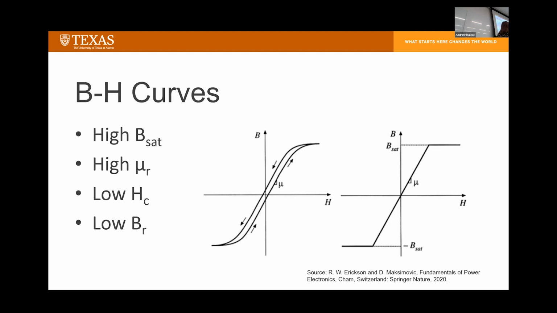And then low coercivity and low remnants because we don't like hysteresis at all, because hysteresis means loss. And power electronics people hate loss. So we ideally want this nice flat curve with a saturation and a permeability.